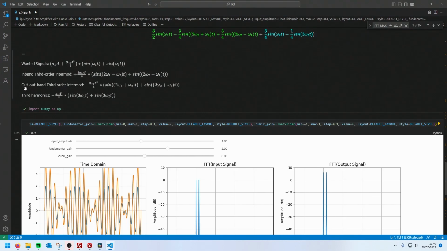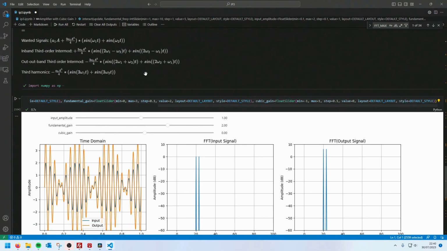We then get some components of out-of-band third-order intermod, and these are at 2 omega 1 plus omega 2, so about 3 times our input frequency. So we're not worried about those, we can easily filter them, and we get some third harmonics as well. So these top two are the issues. The gain compression we get from this term here, and this in-band intermod that we struggle to get rid of.